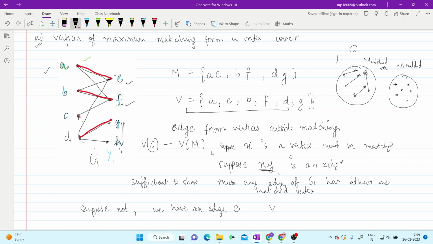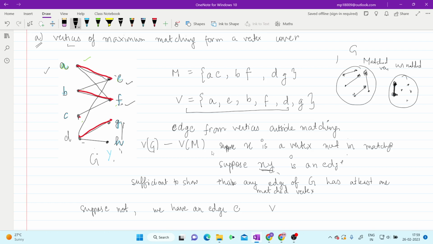So we have an edge E, which has both vertices unmatched. Suppose we have an edge between two unmatched vertices. Is it possible? We know that this is a maximum matching. So can we have an edge between two unmatched vertices?